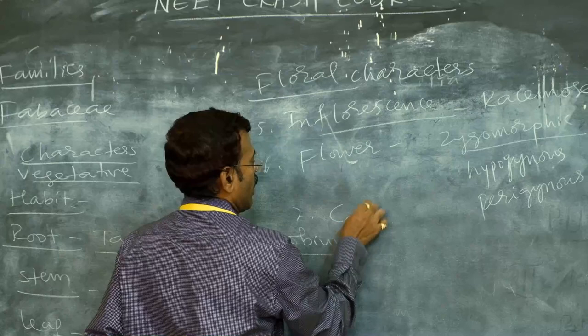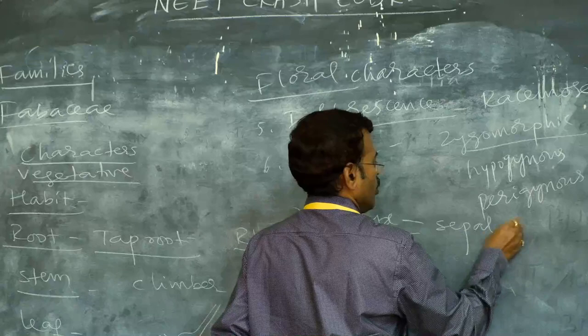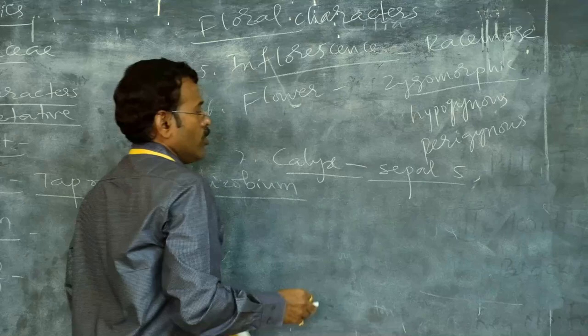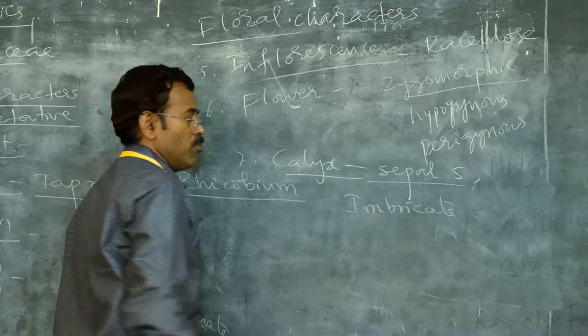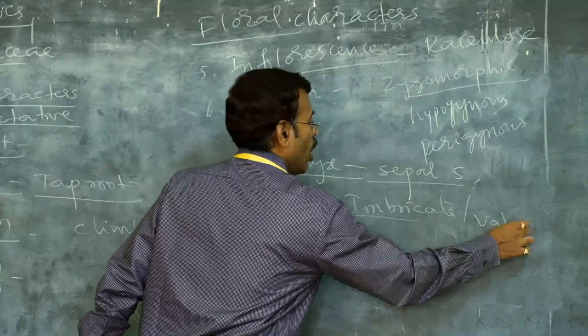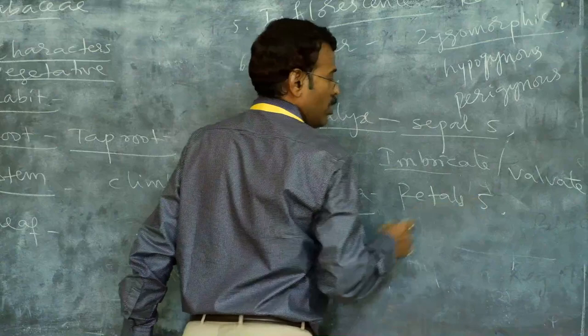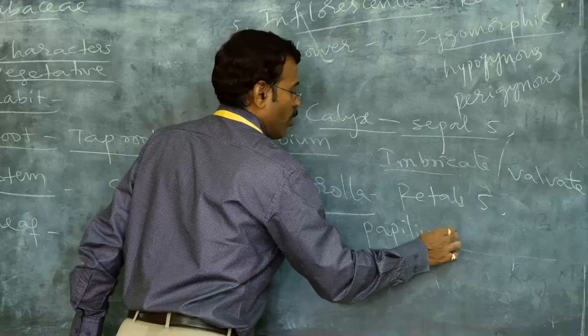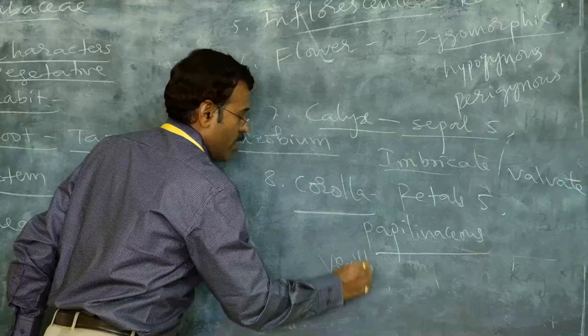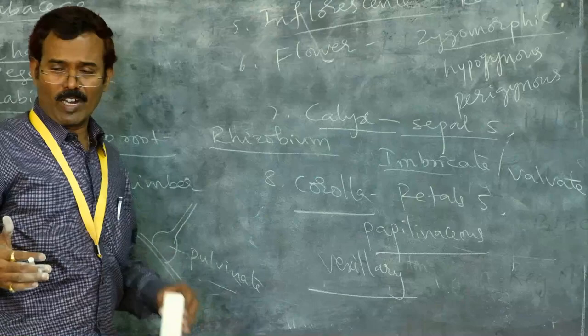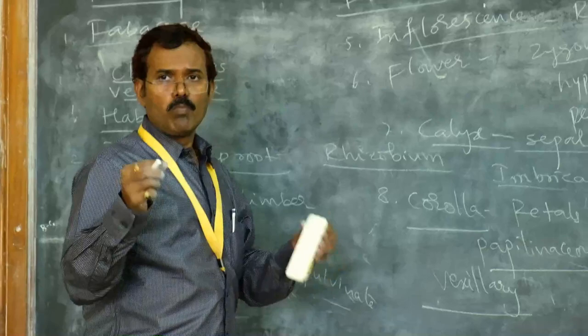Then next we have the calyx. Sepals are five, and these sepals are fused, gamosepalous condition, with imbricate distribution. In some cases you can see valvate distribution also. Then the next one is the corolla. The corolla is made up of five petals, and here it is a papilionaceous corolla. Already we have discussed vexillary aestivation. You will find one large outermost standard petal covering the two medium-sized wing petals, and the innermost boat-shaped, partly fused keel petals. That is the vexillary aestivation you will find in the corolla.